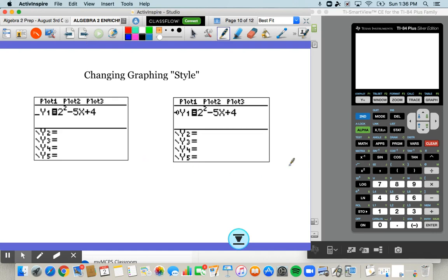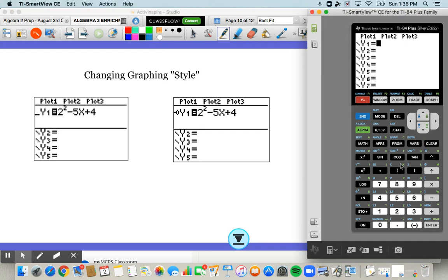Graphing style. I like this one a lot because you can see something happen. Let's say I've got 2 graphs in here: 2x plus 4, and 2 to the power of x, and I'm going to compare them. This seems like something you did in Algebra 1. I could graph them, right? But maybe I want them to graph a little bit differently. I want to watch it happen.